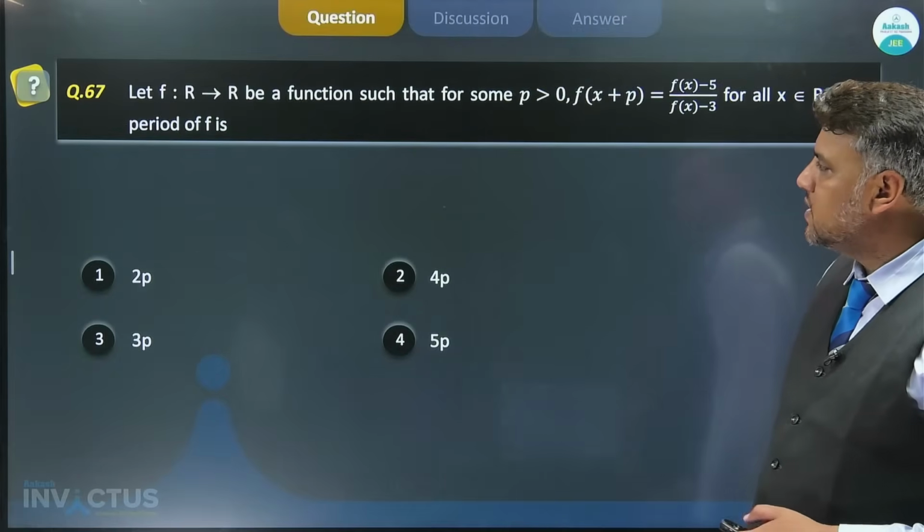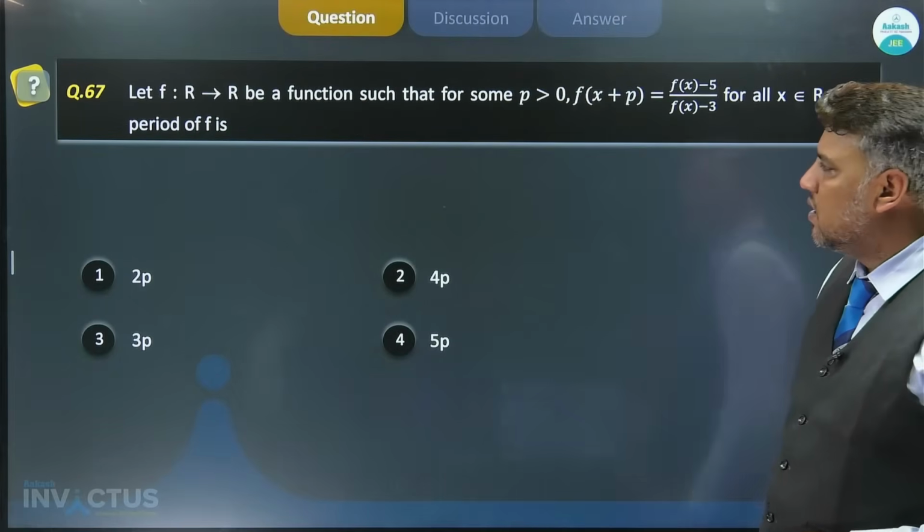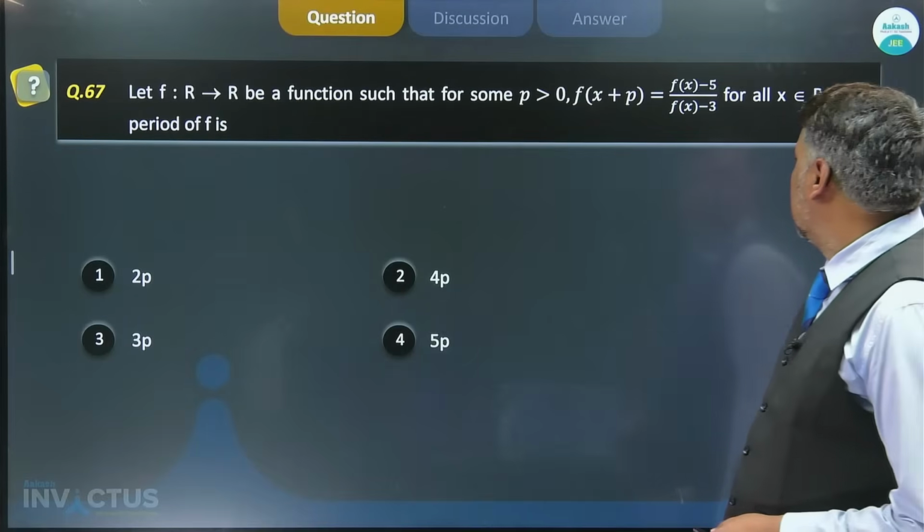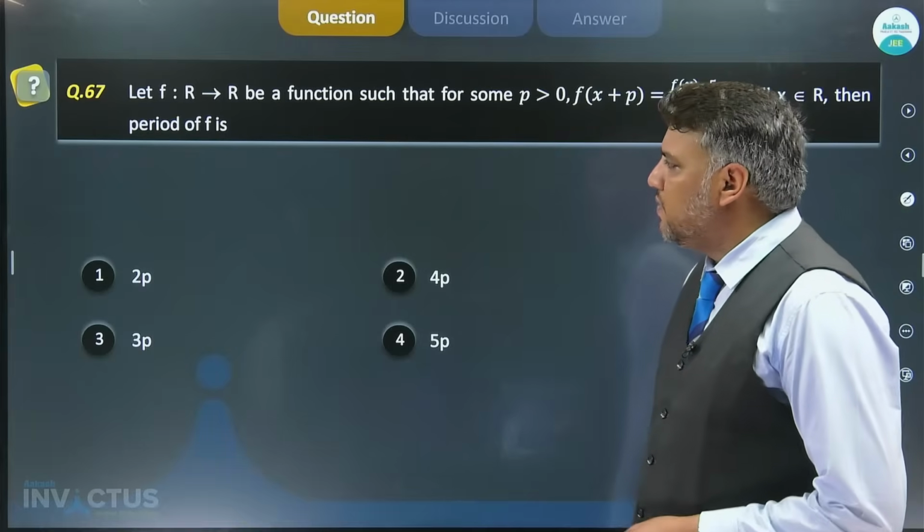Okay, A is one is the answer. Now this is the usual question. f of x plus p is given in terms of f of x for all x belongs to R. Then find the period of f.